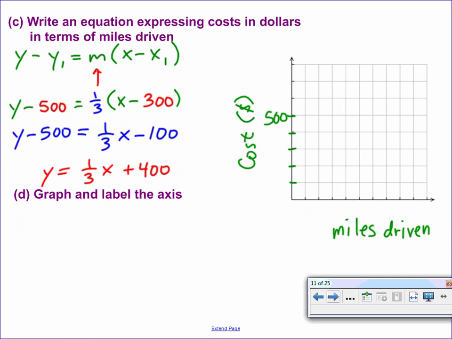And my miles driven, I went up to 900 miles driven. So 1, 2, 3, 4, 5, 6, 7, 8, 9, 10. So let's go by hundreds. You guys want to go by hundreds? So 1, 2, 3, 4, 500 miles driven. 6, 7, 8, 9, 1,000 miles driven. Everybody, let's make a nice graph now of our line.